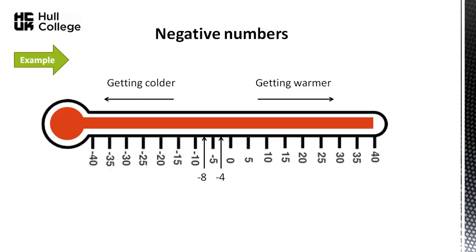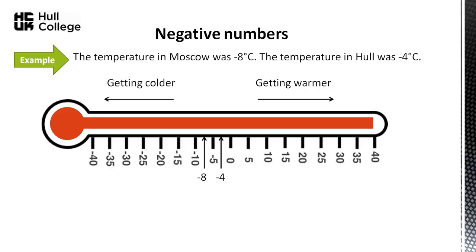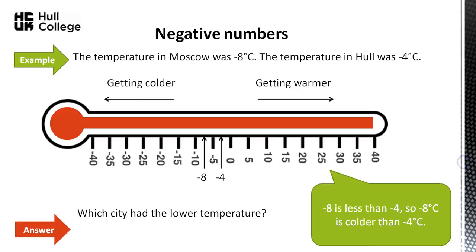The question wants to know if the temperature in Moscow was -8 degrees and the temperature in Hull was -4 degrees, which city had the lower temperature? -8 is less than -4, so -8 is colder than -4. So the answer is Moscow had the lower temperature.